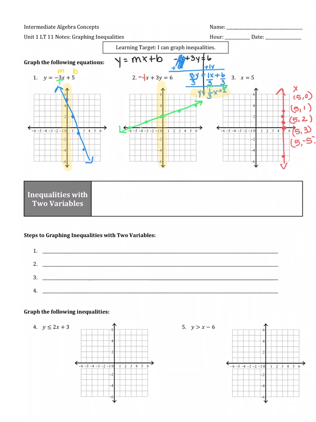The next piece we're going to do is graphing inequalities with two variables, okay? So the first thing you're going to want to do is get it in y equals mx plus b. That's the form you're going to need it in to graph it. Then you're going to determine what kind of line you're going to have. If it is just a less than or greater than symbol, it will be a dotted line. If it is a less than or equal to or greater than or equal to, it's going to be a solid line.